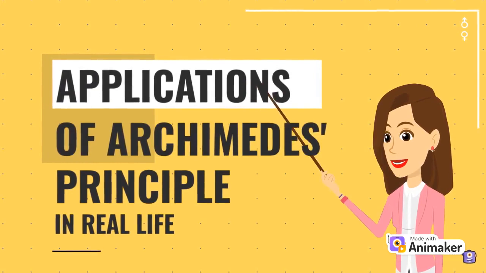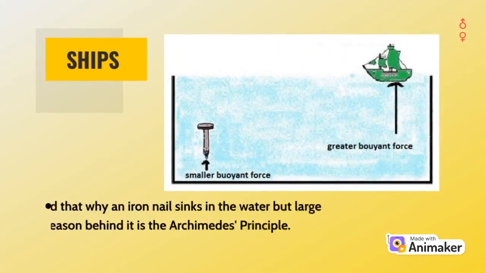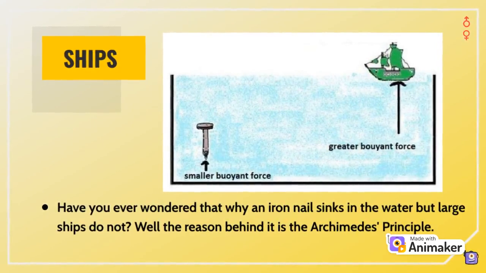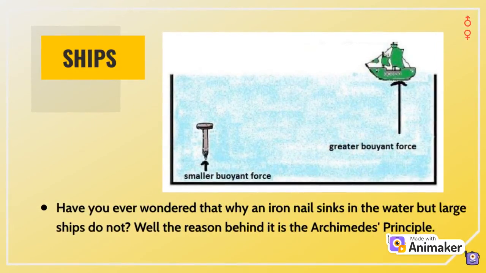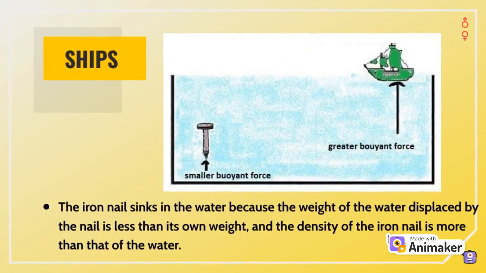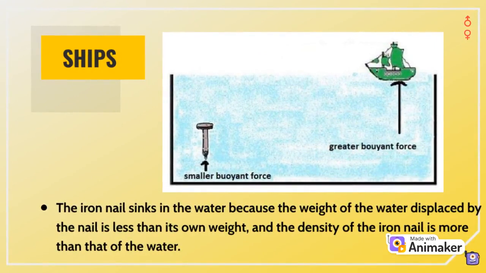Applications of Archimedes' principle in real life. Have you ever wondered why an iron nail sinks in the water but large ships do not? Well, the reason behind that is Archimedes' principle. The iron nail sinks in the water because the weight of the water displaced by the nail is less than its own weight, and the density of the iron nail is more than that of the water.